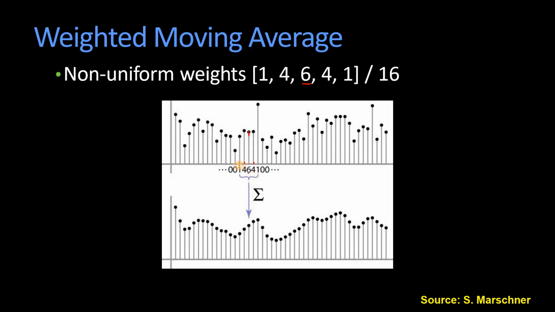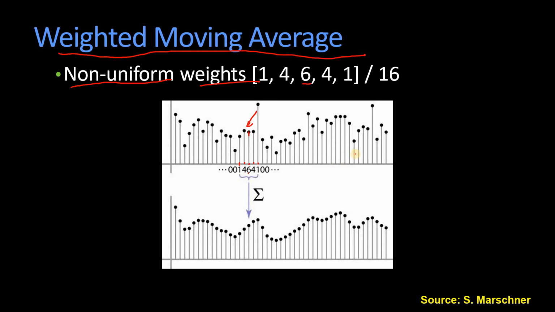And the ones that are even more far away, I want them to have less effect on this value. So this noisy pixel, which is very high, I don't want it to have too much effect on the middle value. So that's why we multiply it by 1. So this is called non-uniform weighted moving average, or weighted moving average. So overall, this thing is called weighted moving average.